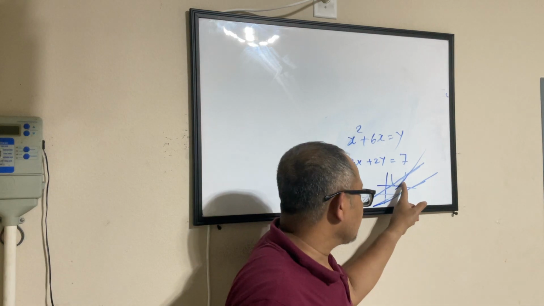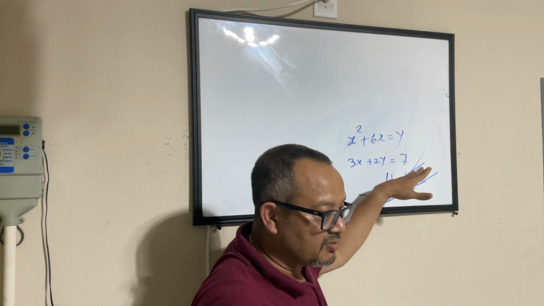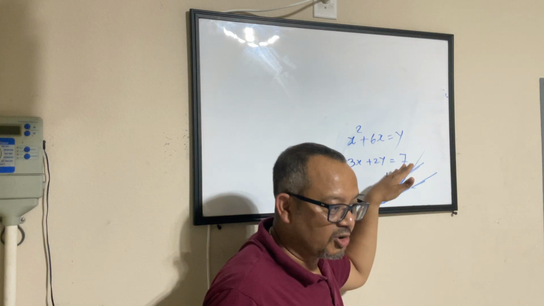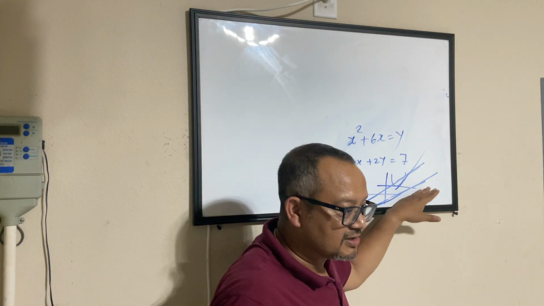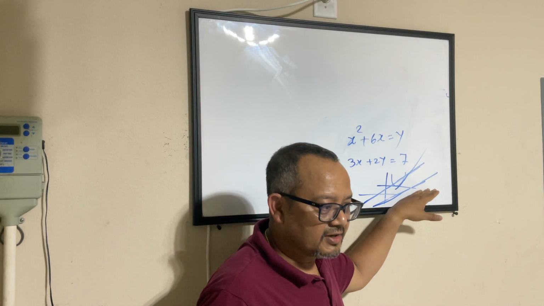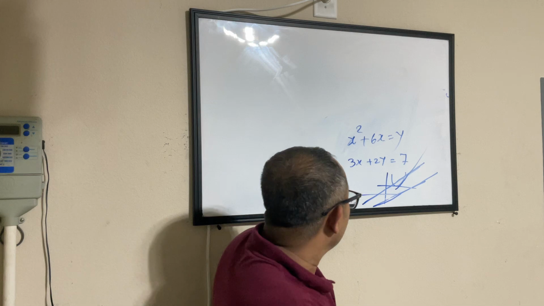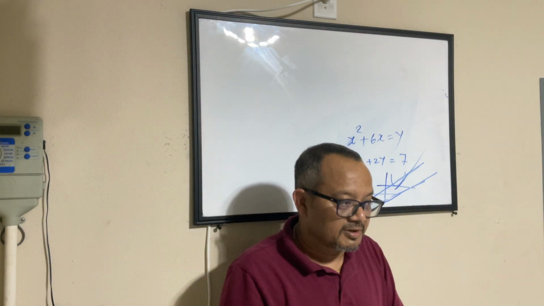So when it touches at one place, there is only one intersecting point. When it cuts across the parabola at 2 points, there are two intersecting points, and when it doesn't cut, no intersecting points. Okay? So how do we go about solving this kind of problem?